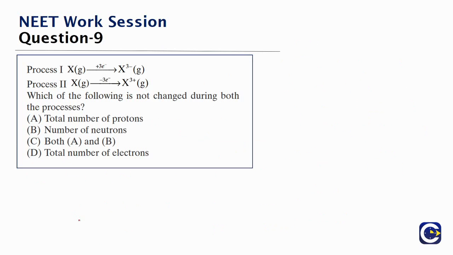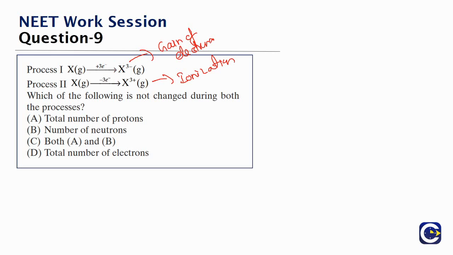Next we have a question related to ionization. Losing of electrons will be called ionization. And gaining of electrons, it is becoming an anion by gaining electrons.